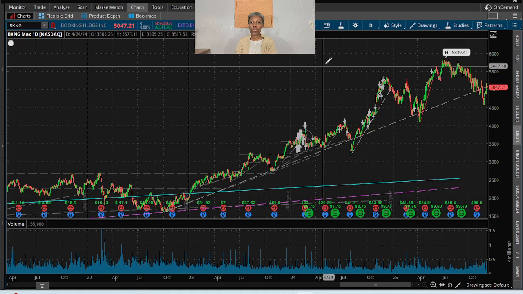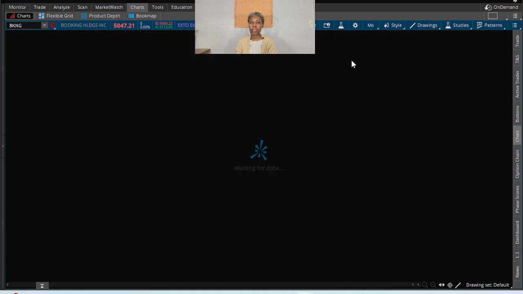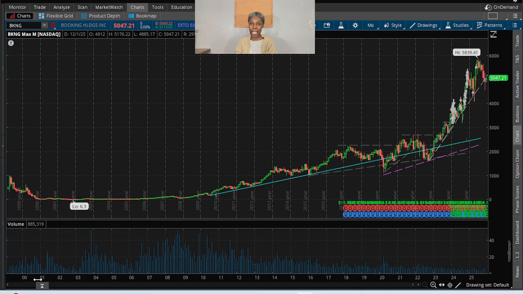To do that, you will use the maximum monthly chart. We have the date on the x-axis from the past to the present, and we have the price on the y-axis from 0 up. The maximum monthly chart will show you multiple years in front of you.